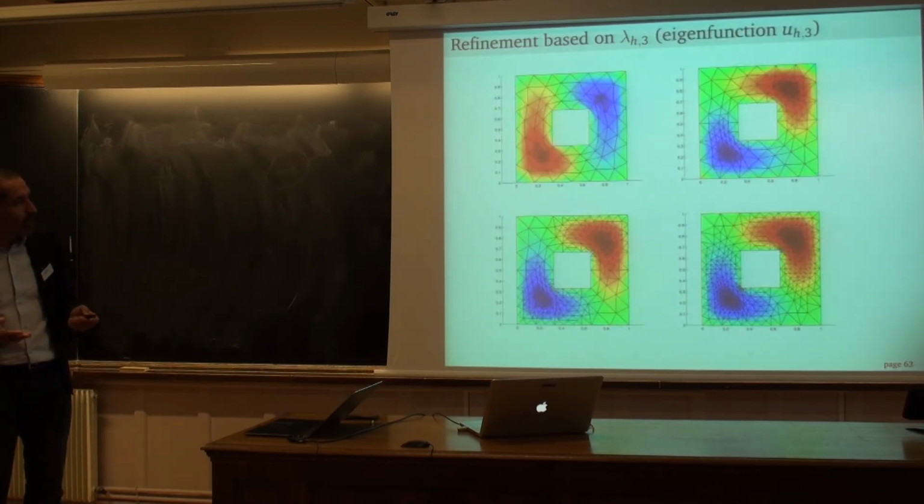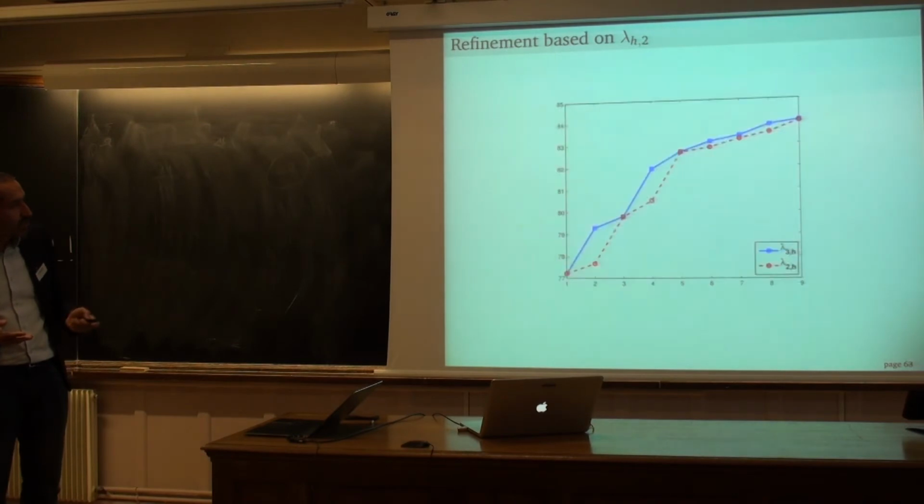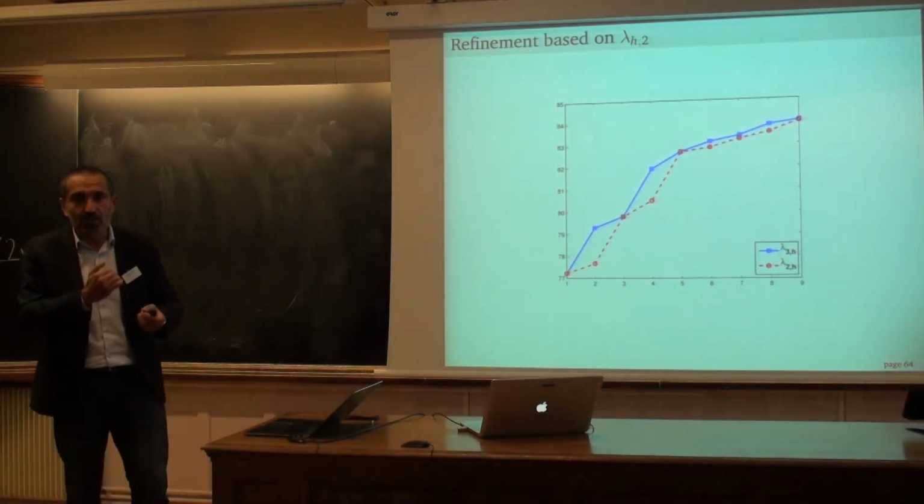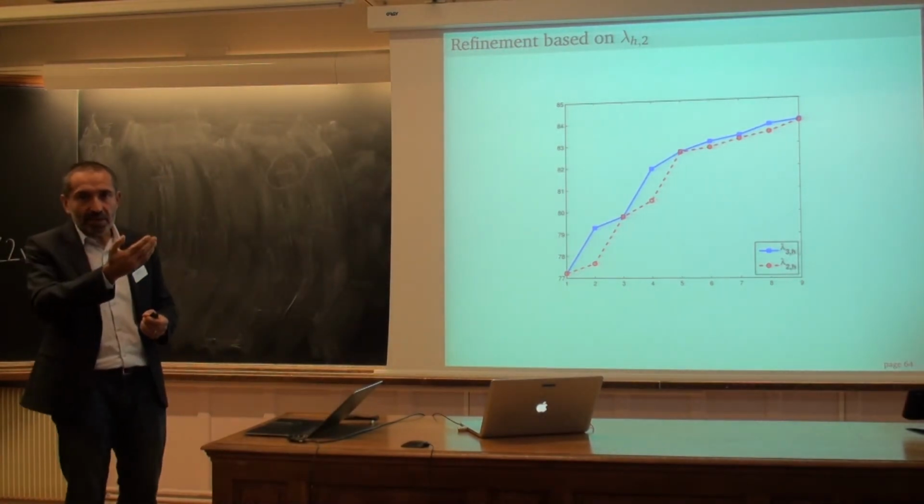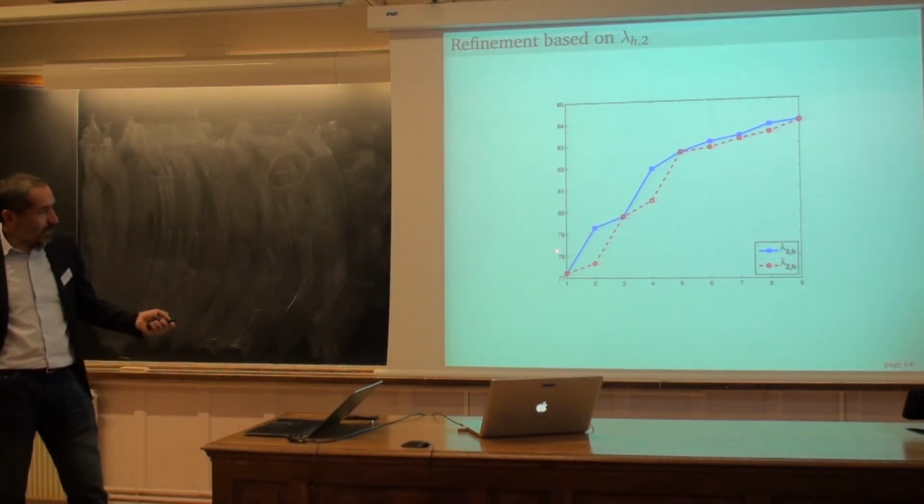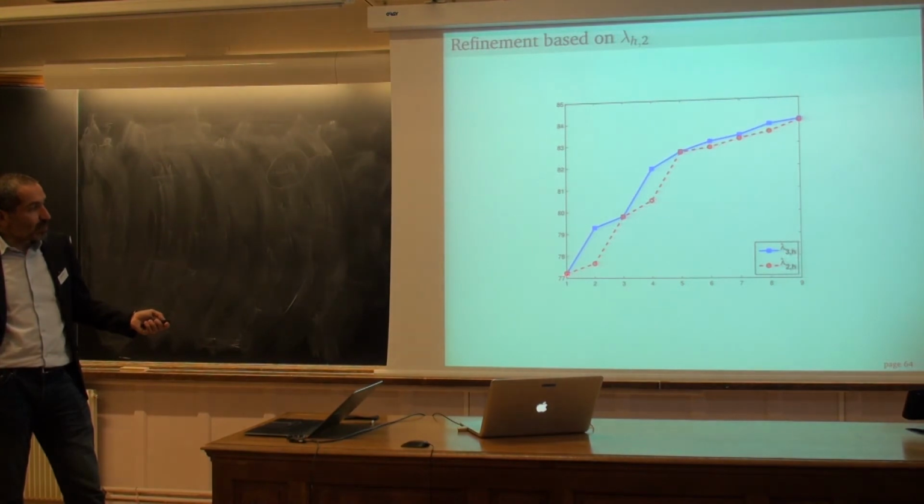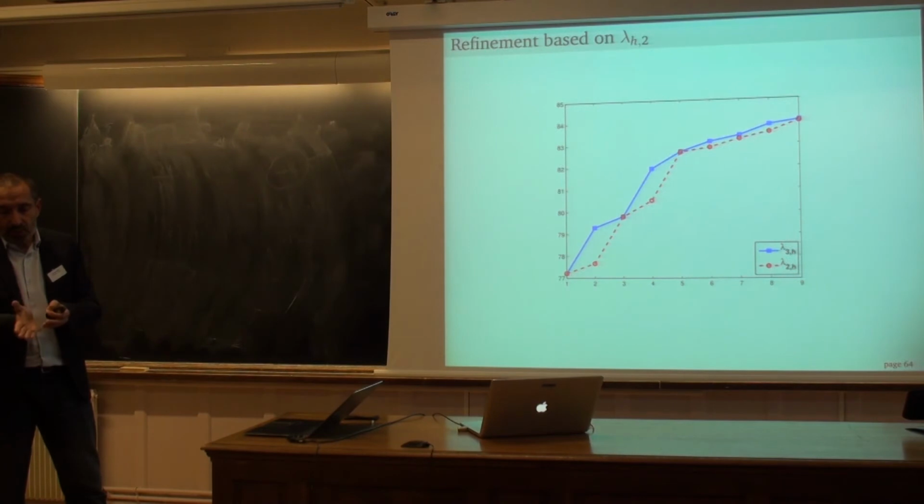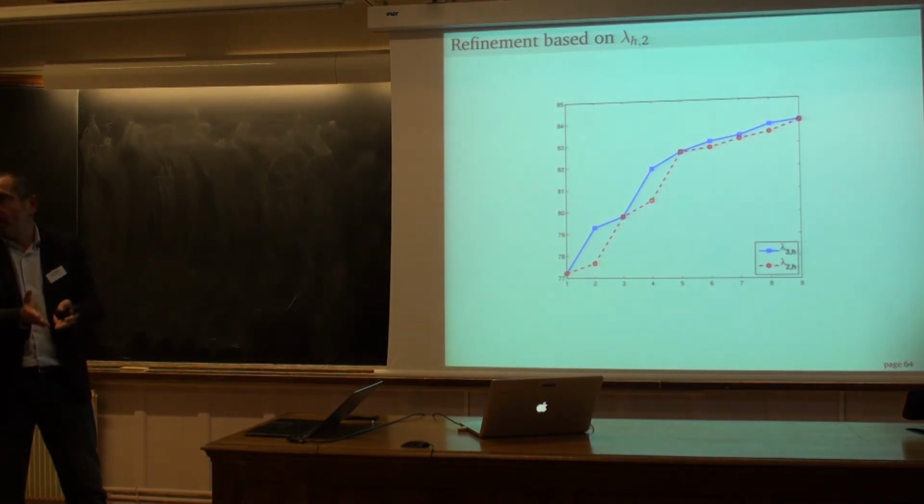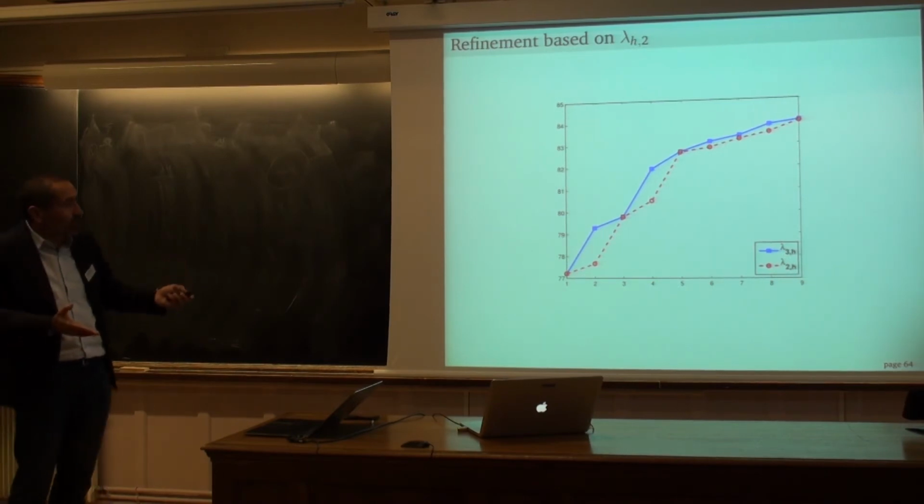Now these are the corresponding eigenfunctions, and this is what you can imagine. But now, suppose you want to approximate lambda 2 instead of lambda 3. So you are here. Because of the symmetry of the initial mesh, the decomposition between U2 and U3 comes from the solver, not from the eigenspace, because it's the same double eigenspace, and you refine according to U2.